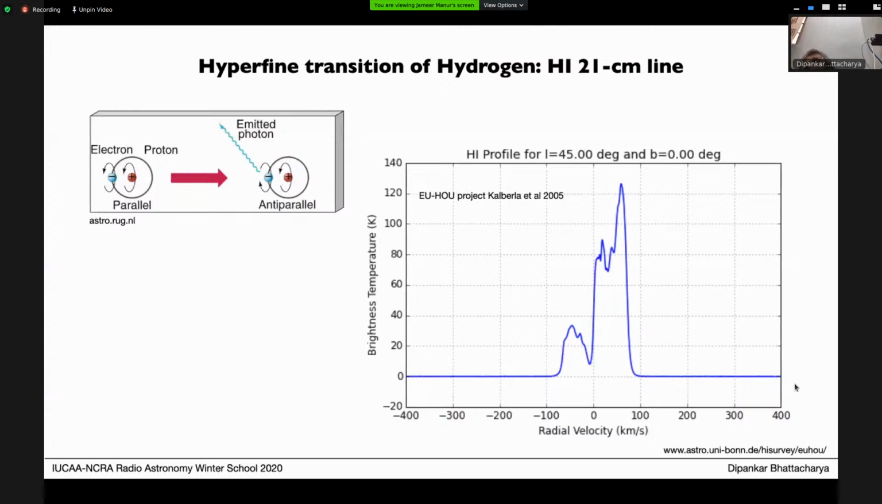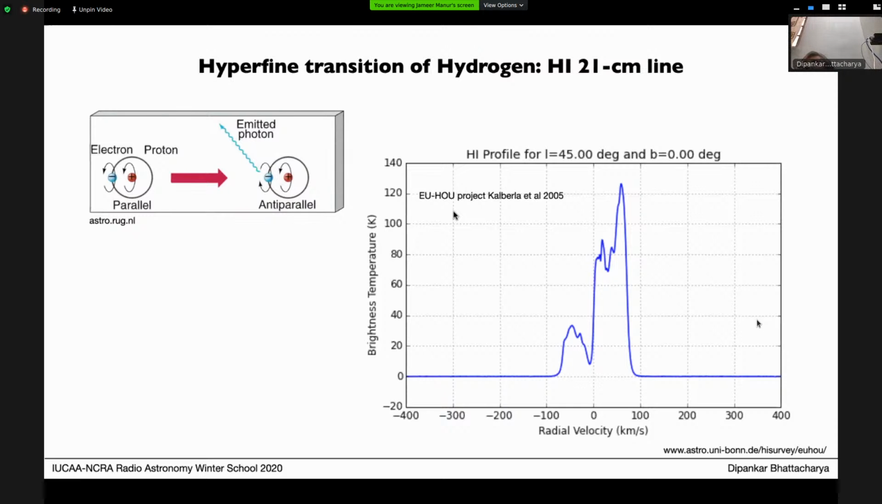Now, each of these, wherever intense emission is there, corresponds to a certain concentration of hydrogen gas. Now, what this shows is that these concentrations of hydrogen gas are located at different velocities with respect to us. And because of that, the Doppler shift is different. So this whole spread of this emission here is because of the Doppler shift of different pieces of gas being different, right?